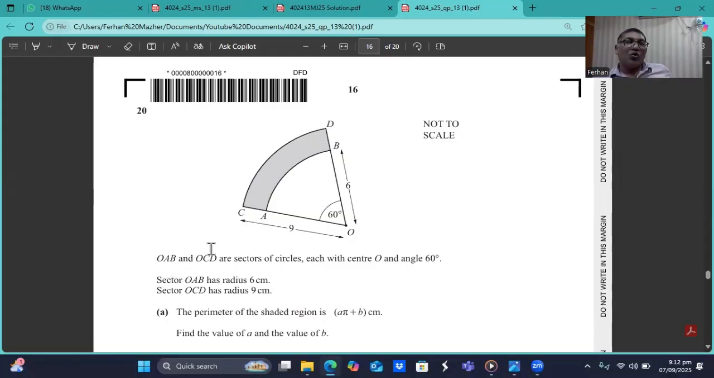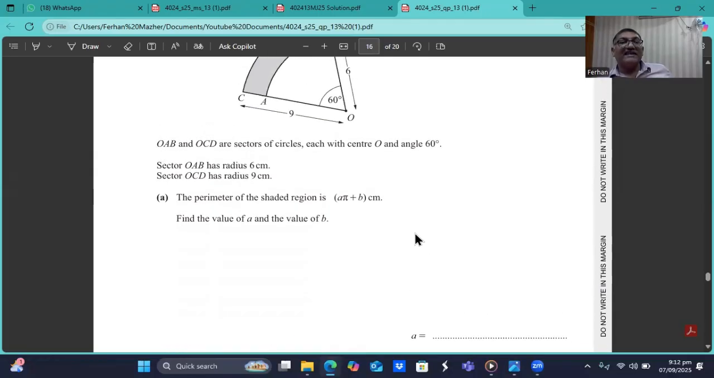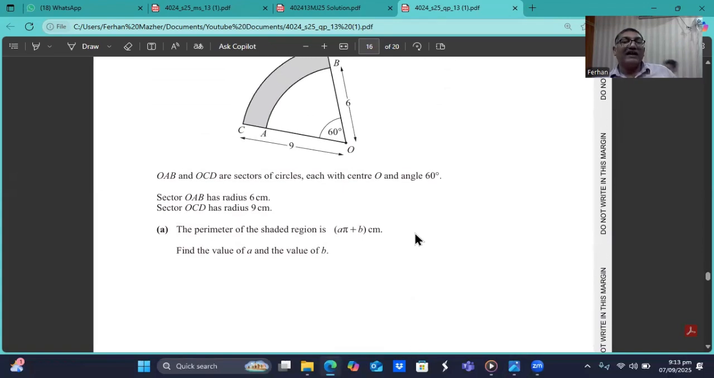Sector OAB has a radius of 6 centimeters, and the sector OCD has a radius of 9 centimeters. This question is worth 3 marks. They say the perimeter of the shaded region is A pi plus B. Find the values of A and B.